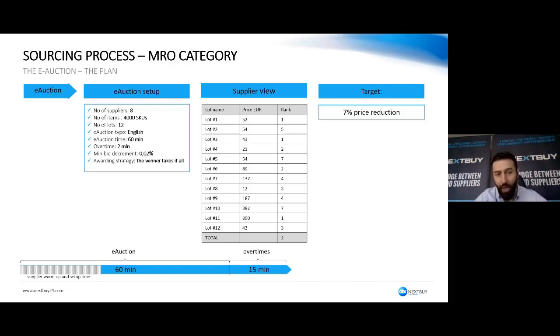The e-auction bidding actually starts usually somewhere around 15 minutes before the end of the e-auction, and it's prolonged through the overtimes for another 15-20 minutes or so. That's the most usual situation. And that was also our plan, including a 7% price reduction target. Make it quick and dirty.